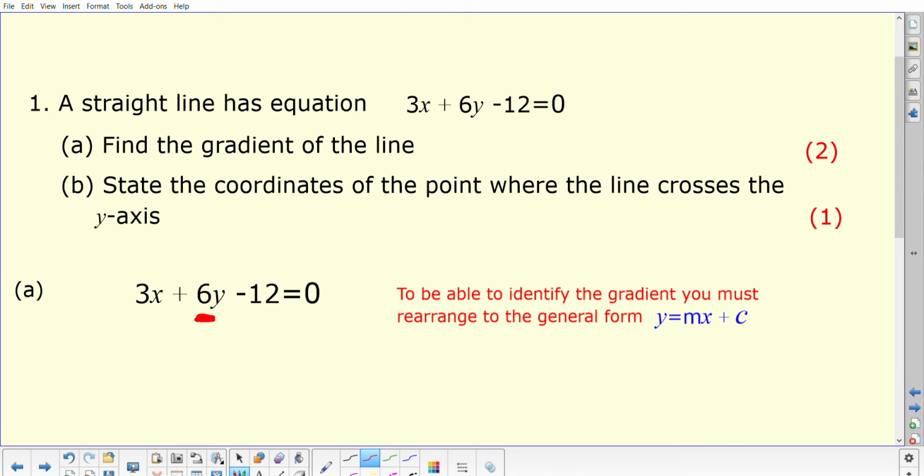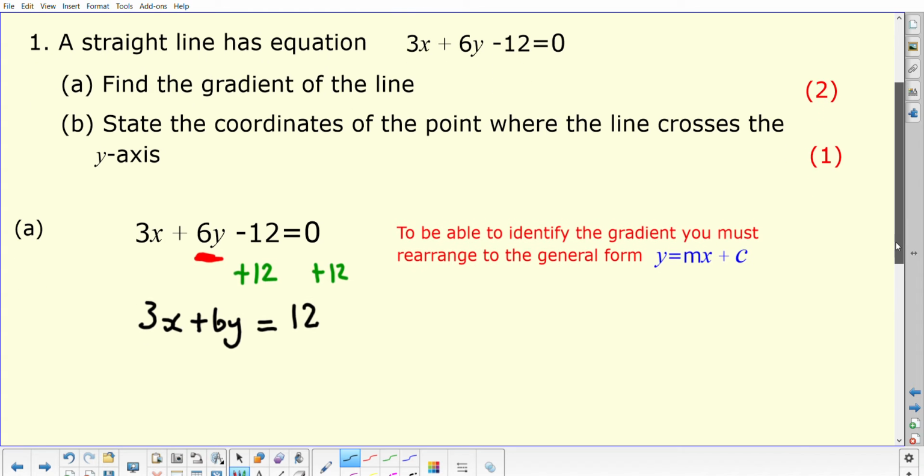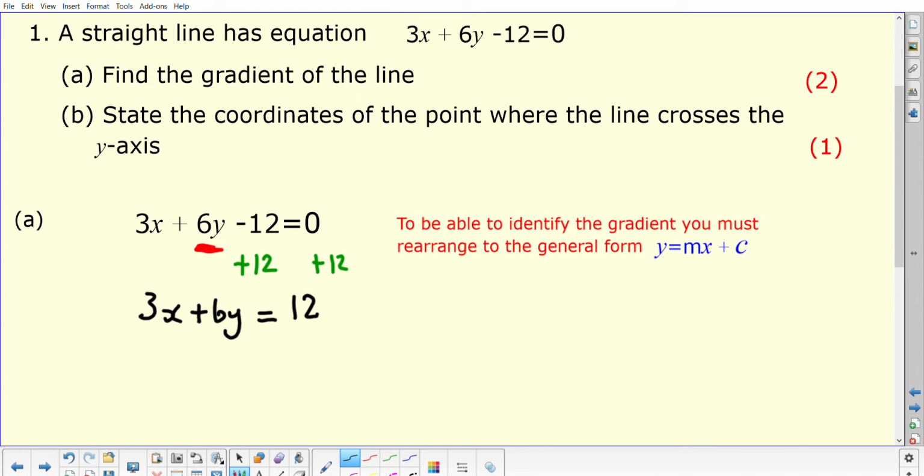So basically we're going to try and first of all isolate the term, the 6y. You can do this in 1 or 2 steps. We can first of all say, well, we're going to get rid of the 12 and add 12. So that might mean that you could then write that equation: you've got 3x plus 6y equals 12. So now you've got your x's and y's on the one side with a number on the other.